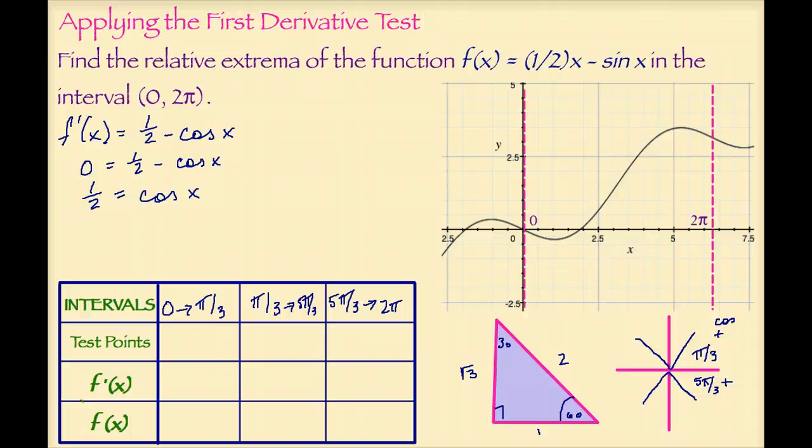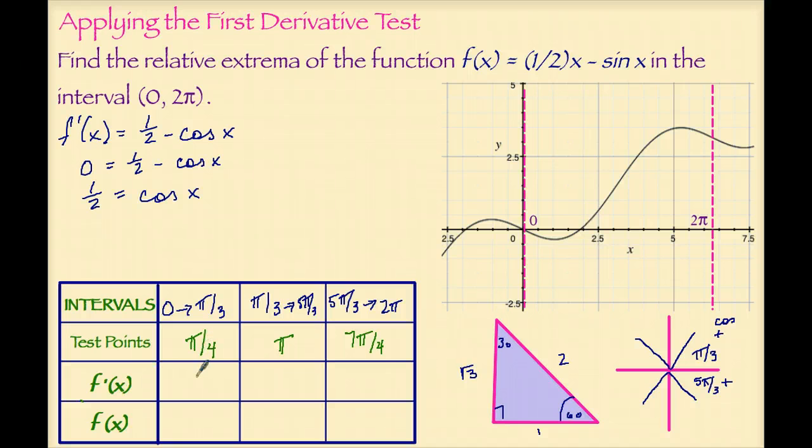We'll need test values in each of these intervals. From 0 to pi over 3, I'll use pi over 4. From pi over 3 to 5 pi over 3, I'll use pi. And from 5 pi over 3 to 2 pi, I'll use 7 pi over 4. Both of these reference angles are 45-degree angles.